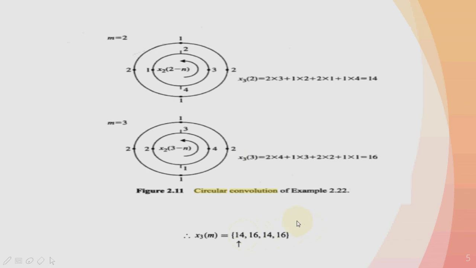So the output length of circular convolution is maximum of n1 comma n2. So here n1 and n2 both are 4. So the maximum samples, the output sample length will be 4.